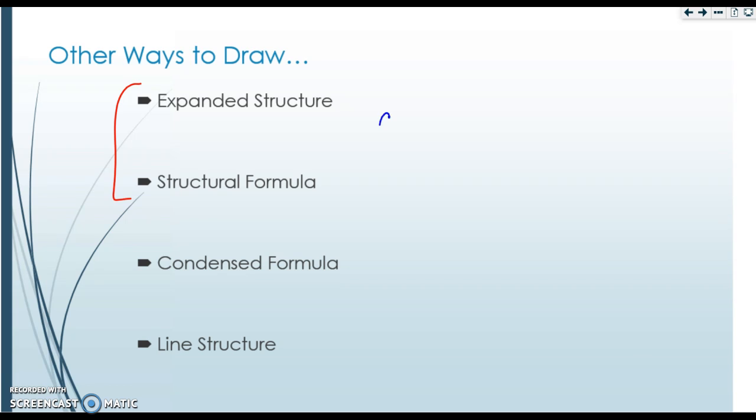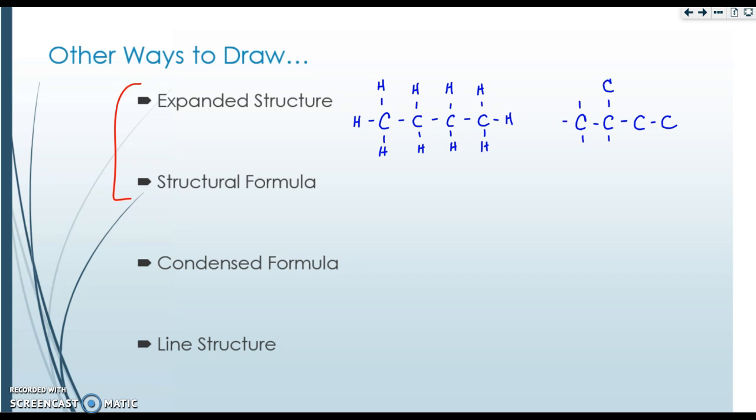So, for example, if we have butane, the expanded structure and structural formula would look like this, where we drew in all the bonds on the H's, in addition to all of our carbons. If instead we had something like this, and add an extra carbon here, we'd still fill in all of our H's. So these are examples of expanded or structural formulas.